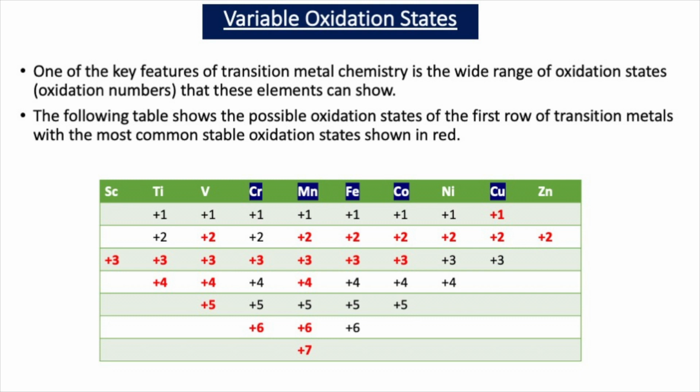Now iron can have a range of oxidation states. However, its stable oxidation states are +2 and +3. Now for cobalt, again, a range of oxidation states can exist. However, the +2 and the +3 are the only stable oxidation states. Now for copper, both +1 and +2 are stable oxidation states. However, the +2 state is the most stable.